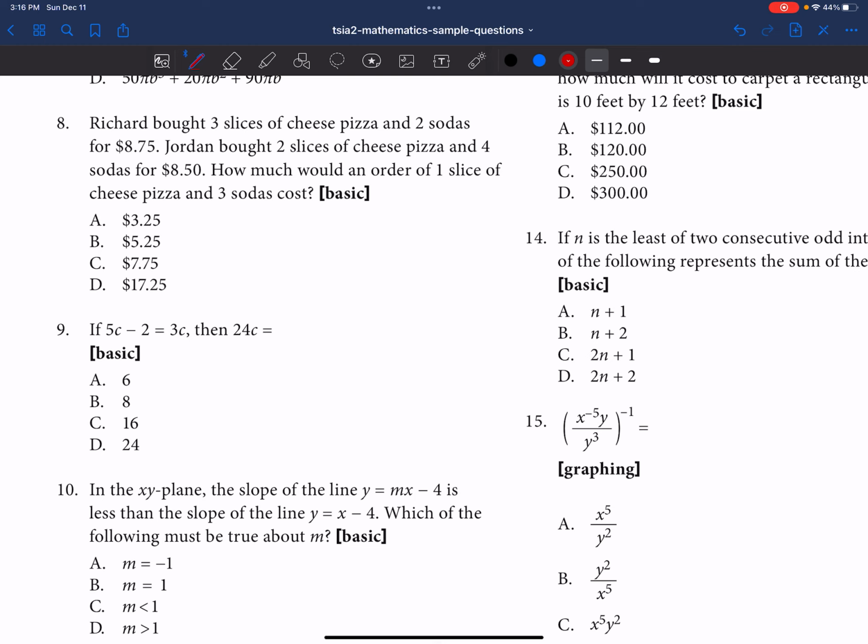I'm going to use the letter C for cheese pizza, so it's going to be 3 slices of cheese pizza plus 2 sodas equals $8.75. And then 2 slices of pizza plus 4 sodas equals $8.50.